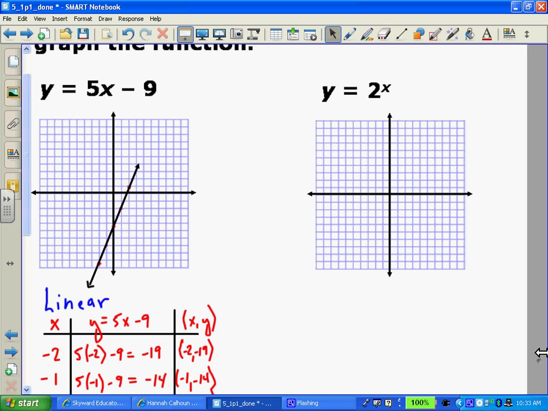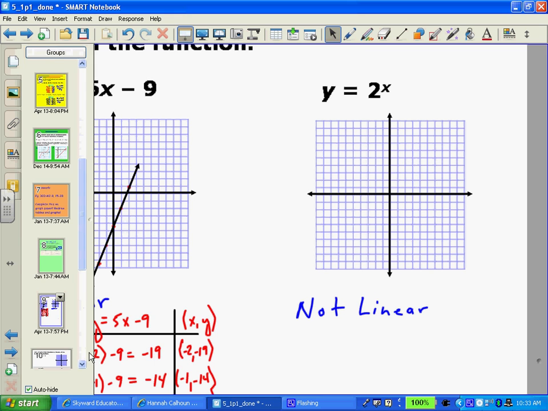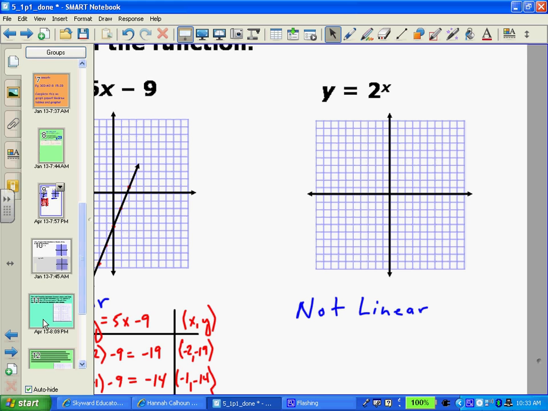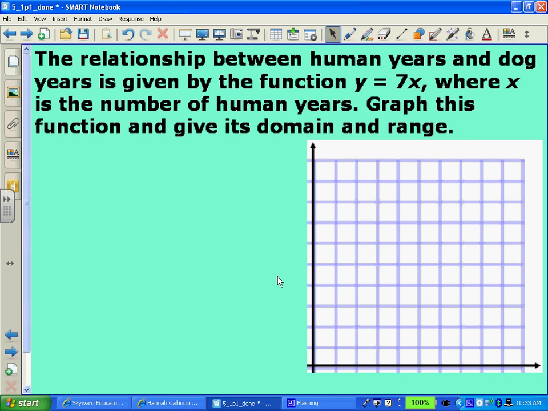Okay, so let's look at the next one. Y equals 2 to the x. Now right away I hope that you're thinking not linear. Why is it not linear? Because x is an exponent, and that can't happen. Now you'll probably like the not linear ones because you don't have to graph them. Alright, so I would just write not linear, and then I'd move on.